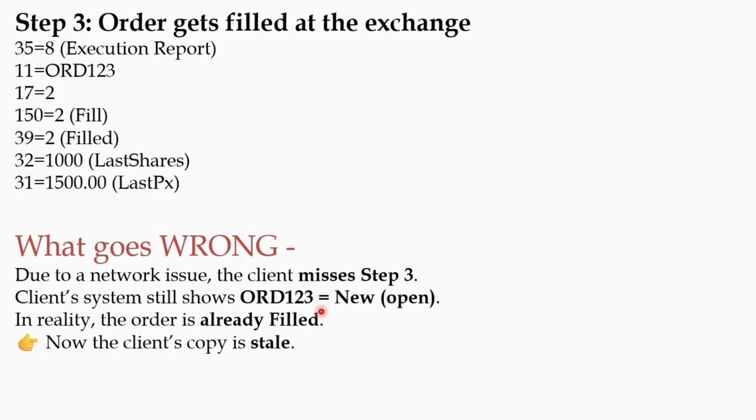So what goes wrong here? Due to a network issue, the client misses step 3. The client system still shows order 39=0, that is new, that is open. In reality, the order is already filled. Now the client's copy is called stale.